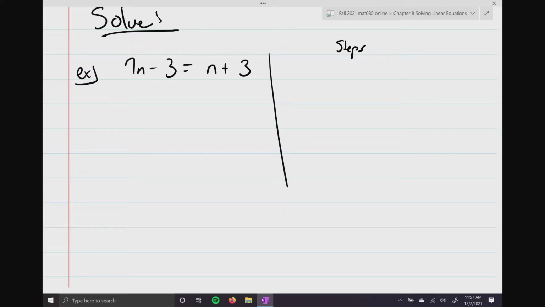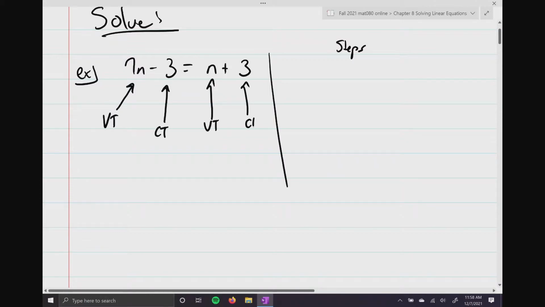For this specific example, I'm going to pinpoint and highlight what we have. That's a variable term, that's a variable term. They need to be together on the same side. That's a constant term, and that's a constant term. They need to be together on the same side, opposite the variable terms. So the step is to isolate variable terms and constant terms. Let me erase, and I'll show you how I do that.